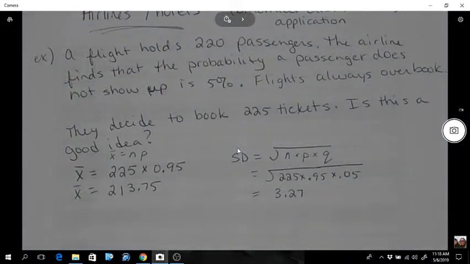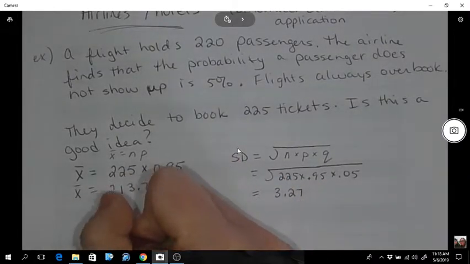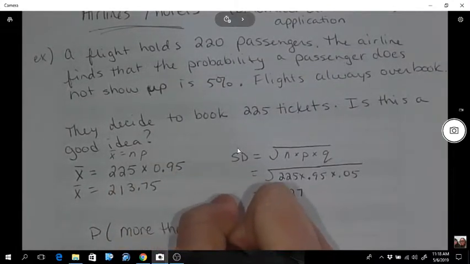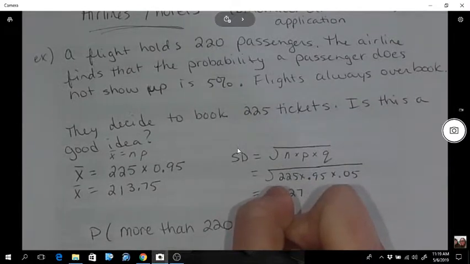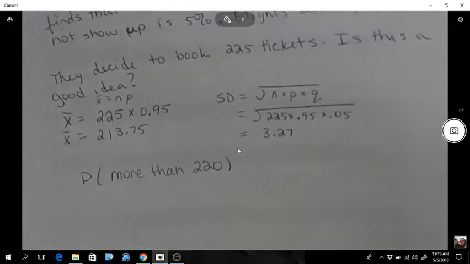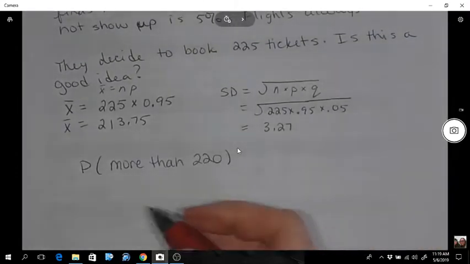Okay, now what do we do with this information? Is this a good decision or not? What would make it not a good decision would be if the percent of overbooking were really high. That would make for a bad decision, right? So let's find the probability that more than 220 show up, because then you're overbooked and that's not a good decision. So let's see if this is high or not.